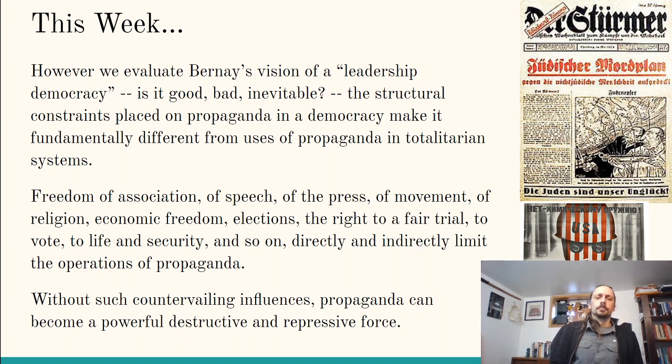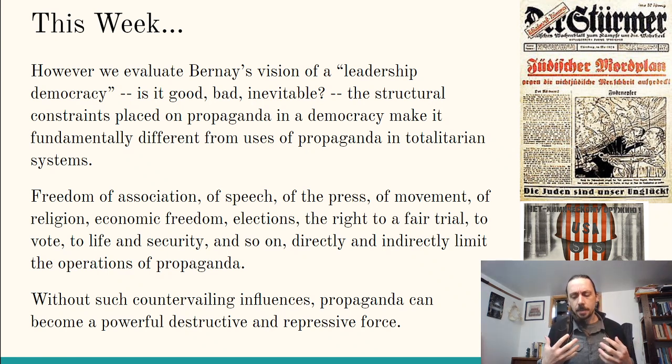So, one of the essay questions is evaluating this vision that Edward Bernays has of a leadership democracy, where we have to manage the opinions of the masses because of their irrationality. Is this a good view? Is it bad? Does it undermine democracy? Is it neither good nor bad, just kind of inevitable?